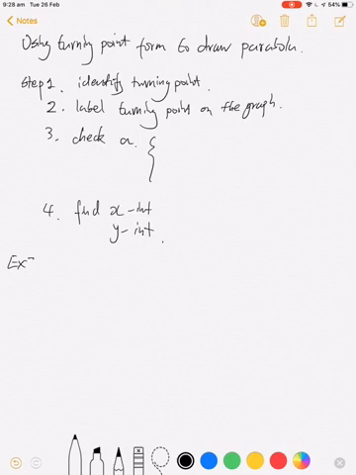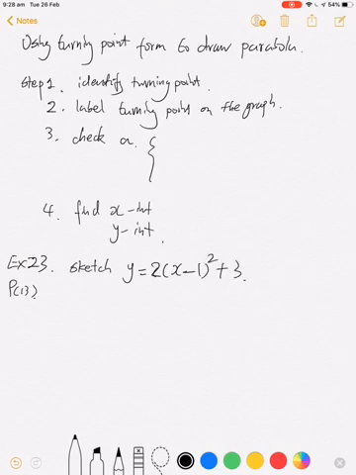Example 23, which is on your page 13. The question is asking you to sketch the parabola y equal to 2 times x minus 1 to the power of 2 plus 3. Okay, so now what I usually do is I write my turning point form over here: a times x minus h to the power of 2 plus k. Because this one helps me to identify my turning point.